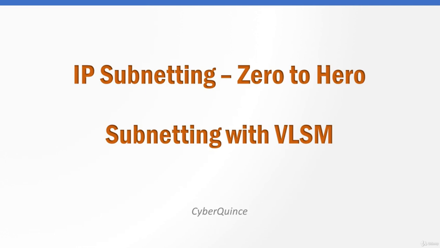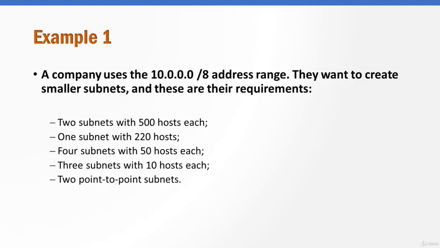Subnetting with variable length subnet masks, example number 1. A company uses address range 10.0.0.0/8 and they want to create smaller subnets, and these are their requirements. They want two 500 hosts subnets, one subnet with 220 hosts, four 50 hosts subnets, 3 subnets with 10 hosts per subnet, and then finally 2 point-to-point subnets.